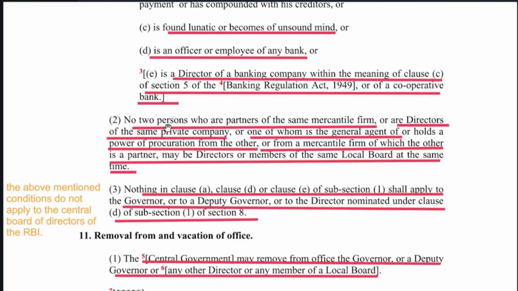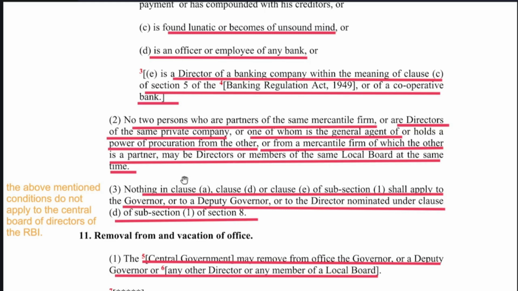Apart from this, no two persons who are partners of the same mercantile firm, or are the directors of the same private company, or one of whom is the general agent of or holds a power of procuration from the other, or from a mercantile firm of which the other is a partner, may be directors or members of the same local board at the same time.